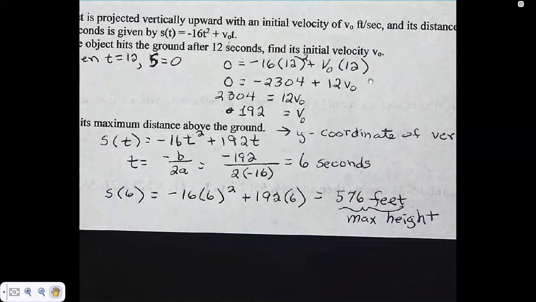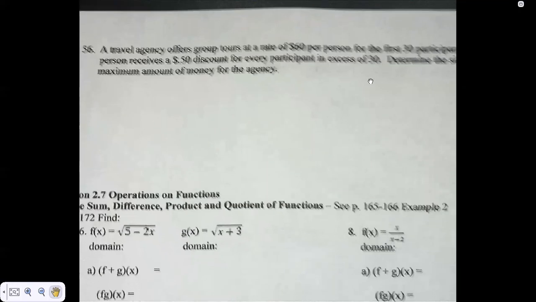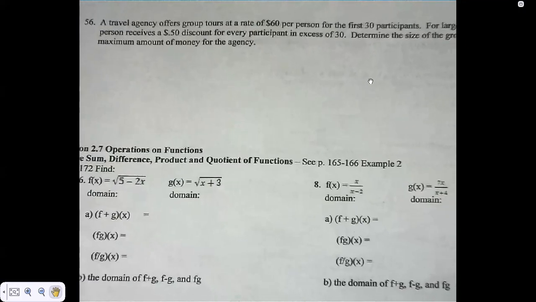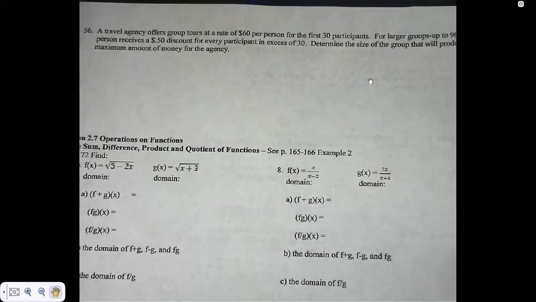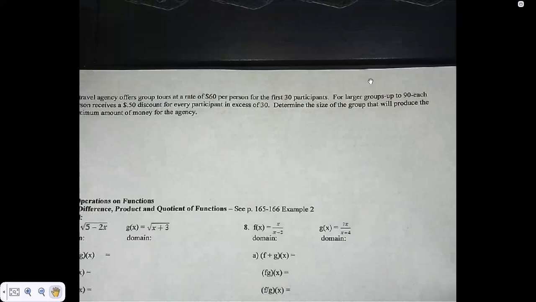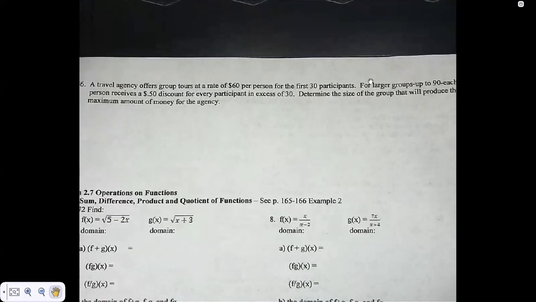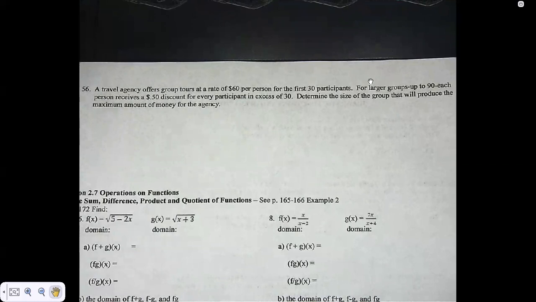All right, we have one more problem. We may not get it finished, but it takes a lot of words to set it up. And I want you to help me figure out the words that I need. Once I zoom out far enough, I can see the whole problem. I hope you printed it. A travel agency offers group tours at a rate of $60 per person for the first 30 participants. For larger groups, up to 90, each person receives a 50-cent discount for every participant in excess of 30.